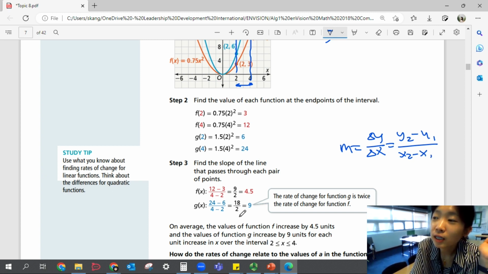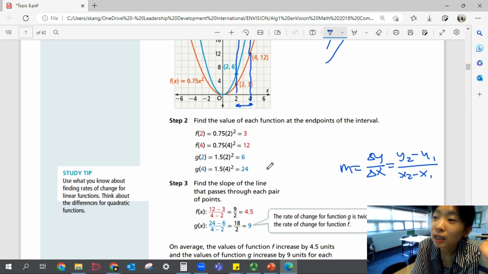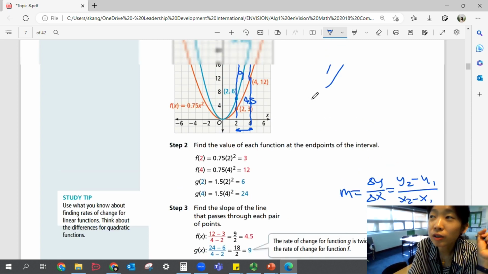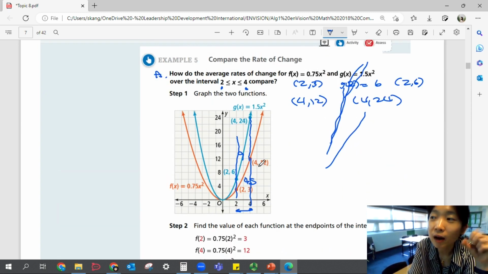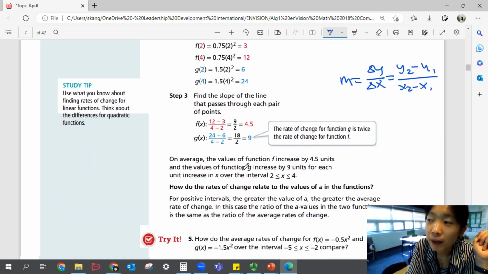Okay, so looking at the slope, your f of x increases by 4.5 per 1 x. Your g of x increases by 9, so you can really see by numbers how fast g of x is increasing compared to f of x. So use the slope over the interval in order to compare them.